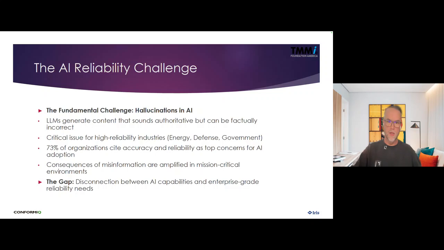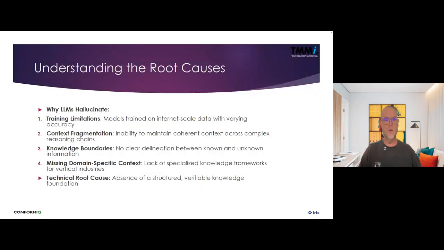And that's really where we come in. But I think it's more fundamental. We have to understand the root cause. So why do LLMs hallucinate? And why do we have this persistent problem? To solve the AI reliability challenge, we really need to understand why LLMs hallucinate.